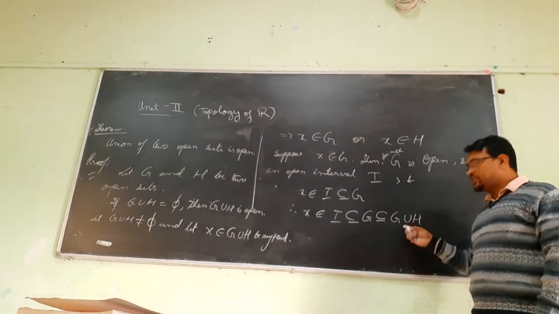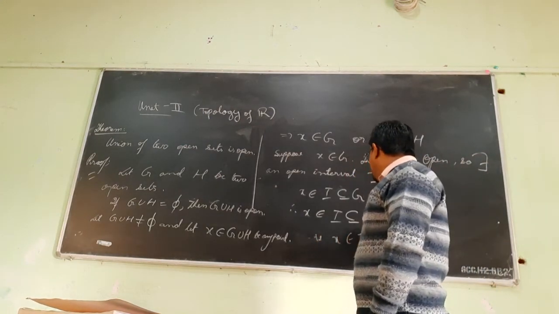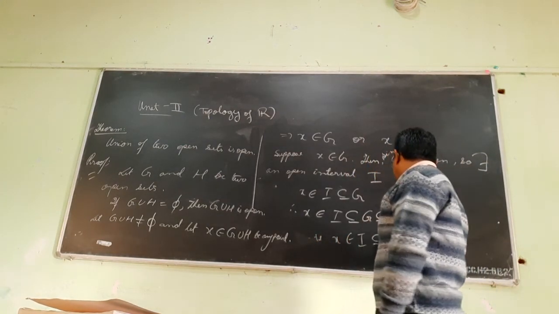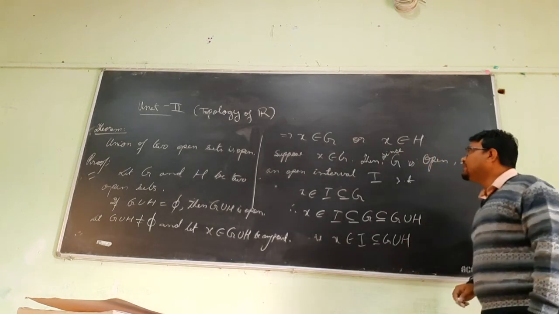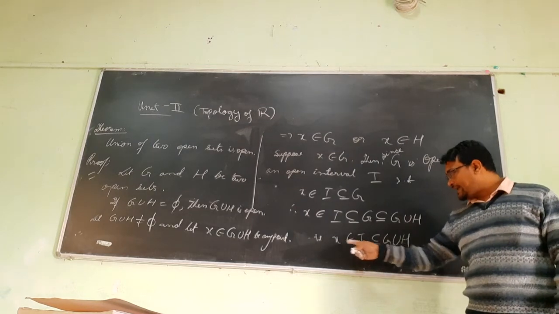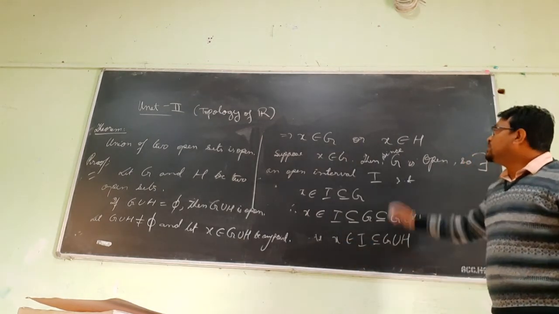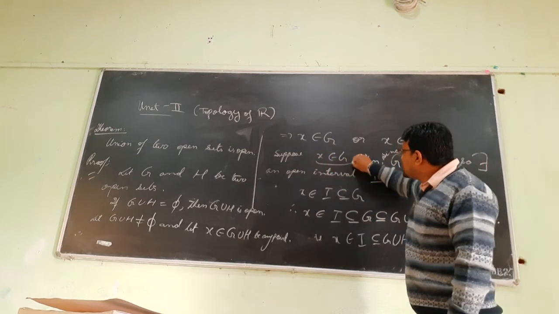G is always a subset of G union H. So ultimately I can write that X belongs to this interval I, which is a subset of G union H. So given any element inside G union H, we can find an open interval which contains X and is contained in G union H. We have obtained this by supposing that X is in G.